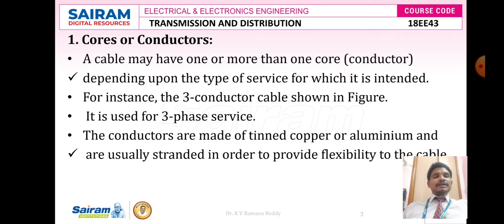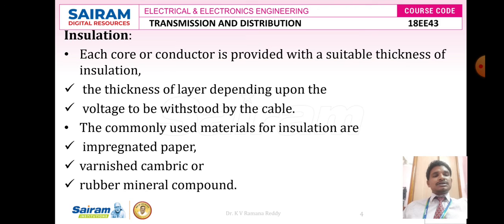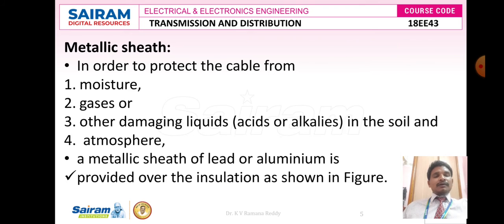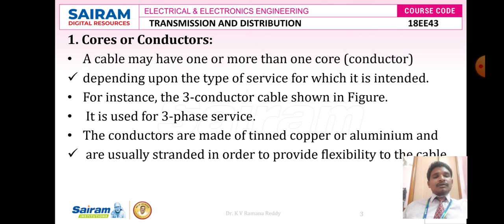For instance, here I am going to choose a 3-conductor cable, which is shown in this figure. It is a 3-conductor cable, consisting of 3 sets of strands. Each set of strands acts as one conductor. So it is used for three-phase service. The conductors are made of tinned copper or aluminum and are usually stranded in order to provide flexibility to the cable.